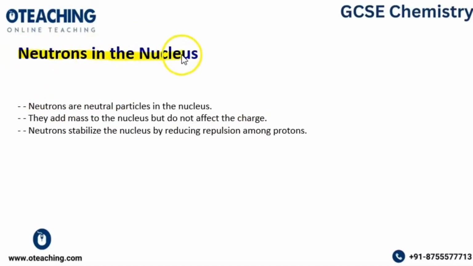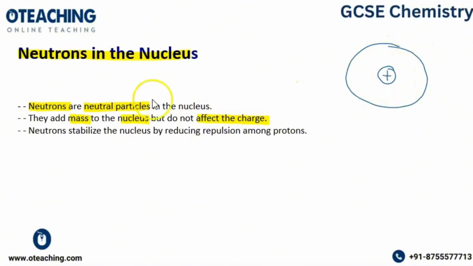Now, neutrons in the nucleus. Neutrons are neutral particles inside the nucleus. They add mass to the nucleus, but they do not affect the charge. Because neutrons are present inside the nucleus, they account for the mass. But as they do not have any charge, they do not affect the charge of an atom. They are electrically neutral. Neutrons stabilize the nucleus by reducing repulsion among protons.